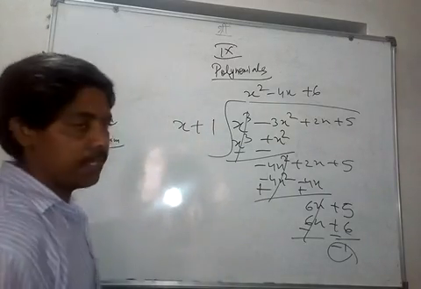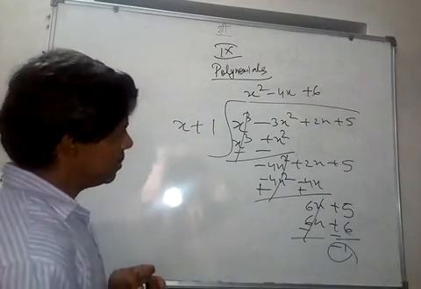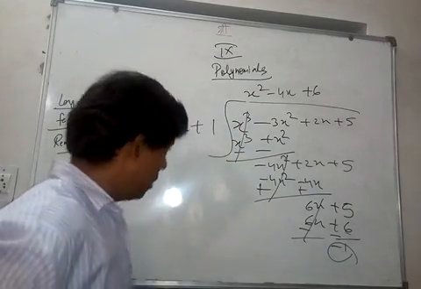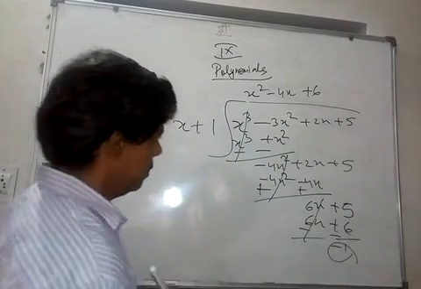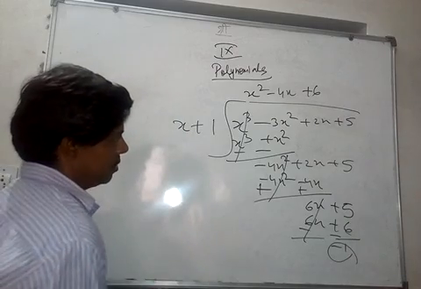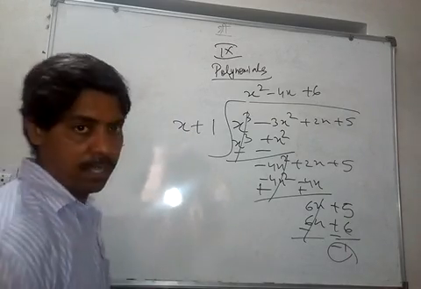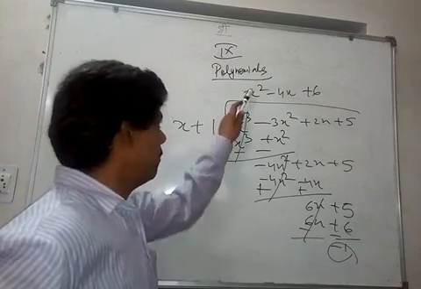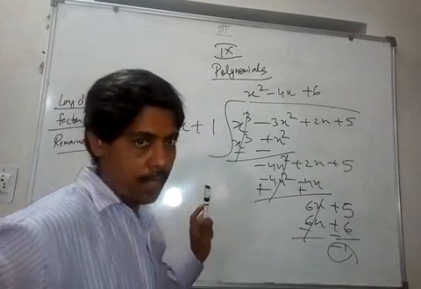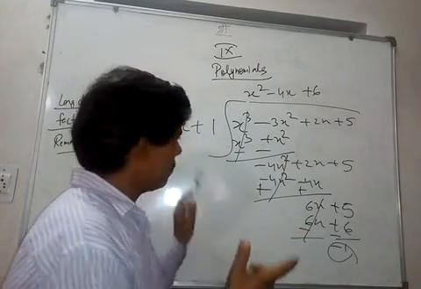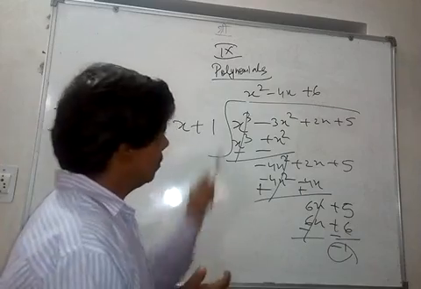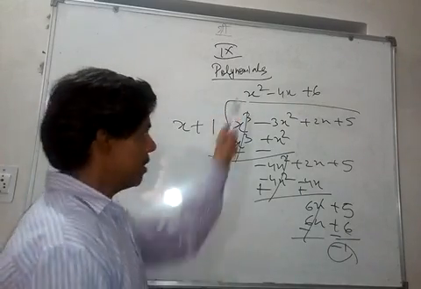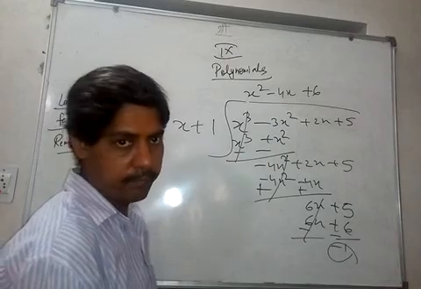Now remainder theorem is a theorem which helps us to find the remainder without long dividing. So how is that? Again I will repeat what I have done here. First term is x cube. How do you get x cube from x? You multiply by x square. X square into x is x cube. X square into 1 is x square.